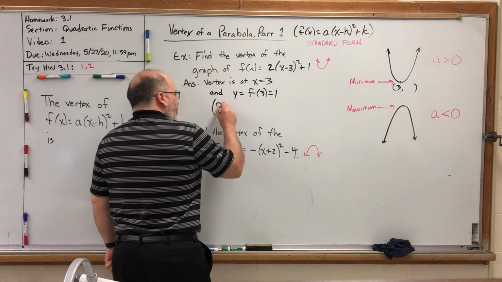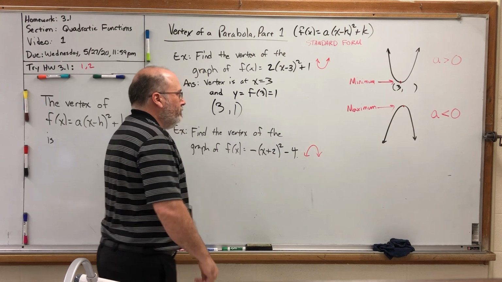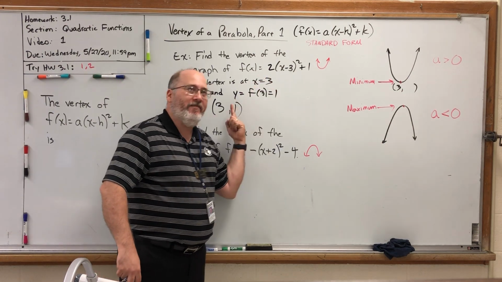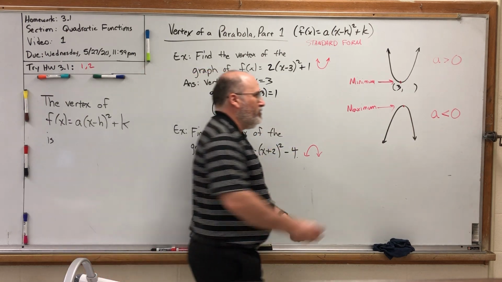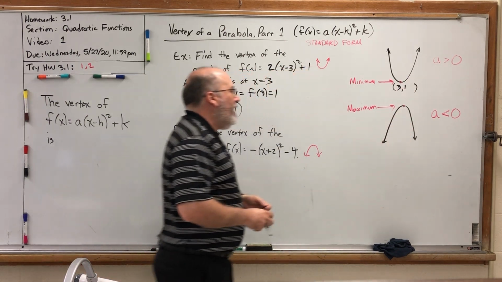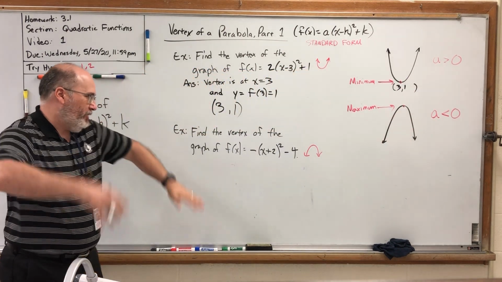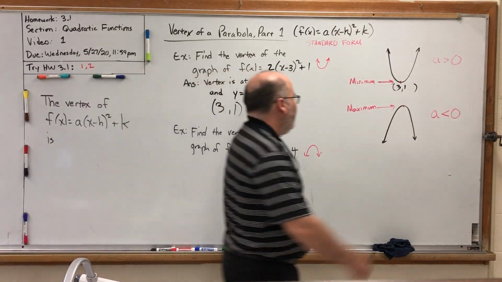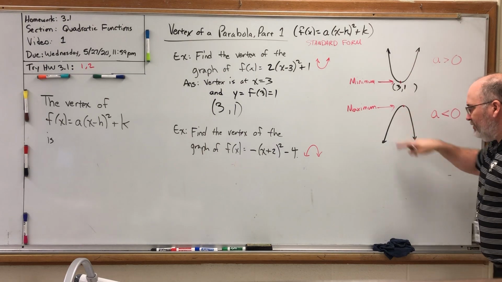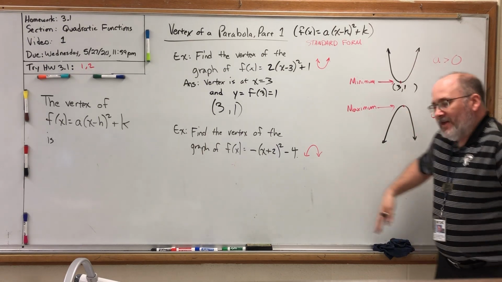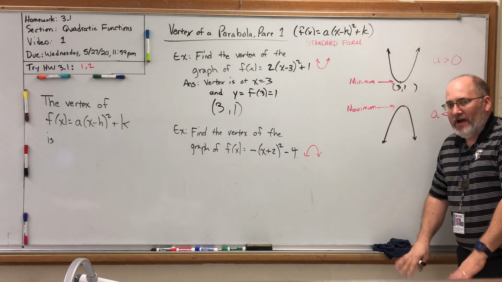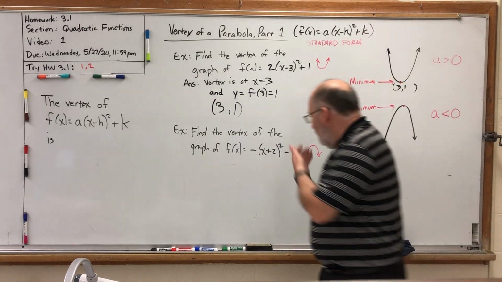So the vertex is at (3, 1). This x value will produce the lowest possible y value, and hence give us the lowest point on the graph. And we can do the same thing for a graph when it's upside down. Well, I should say opens down. Who's to say that this one is right side up and this one is upside down? But if it opens down, then the vertex doesn't represent the lowest value, it represents the highest value.